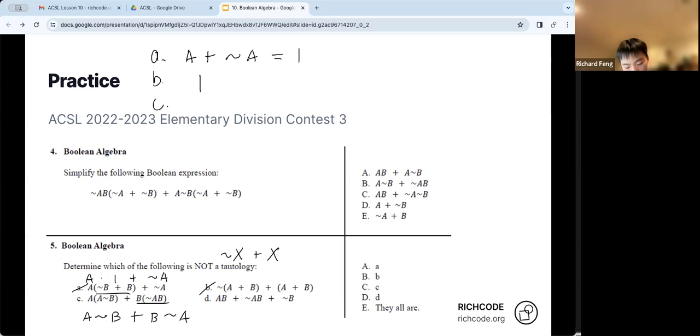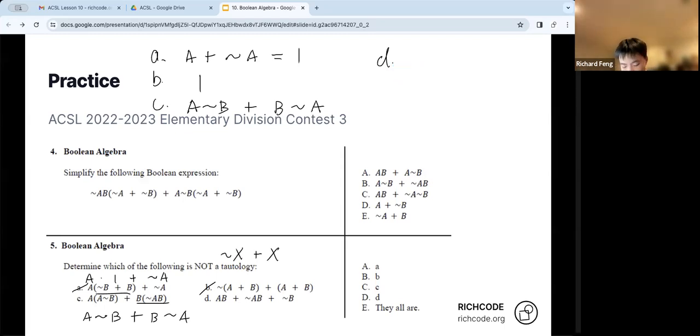So answer choice C evaluates to A and not B, or B and not A. So we can't simplify it anymore. So C is the correct answer, but let's just check D to make sure.